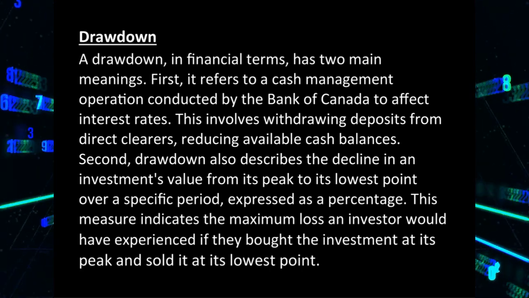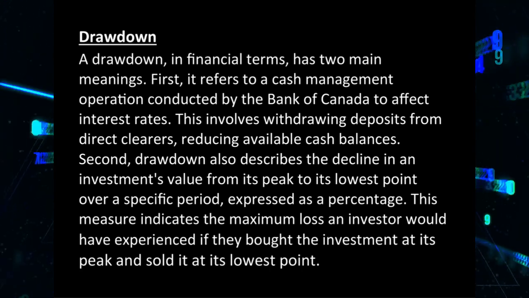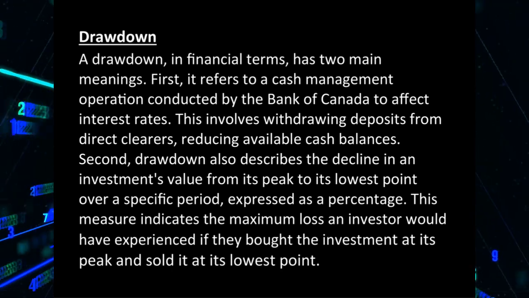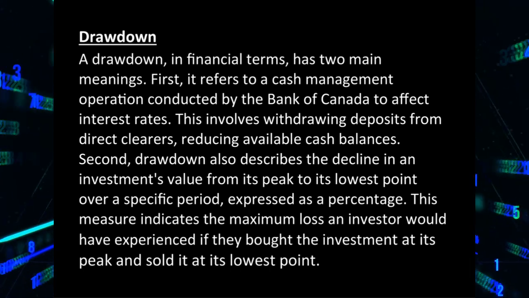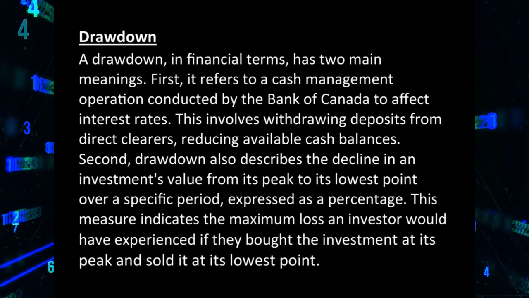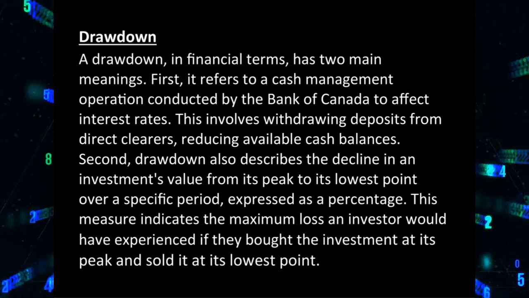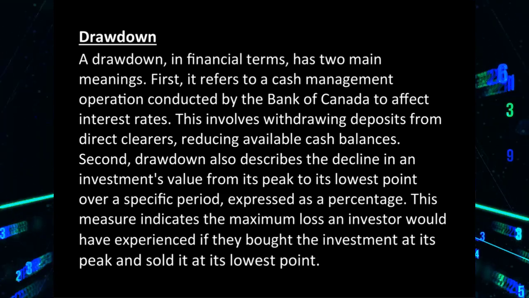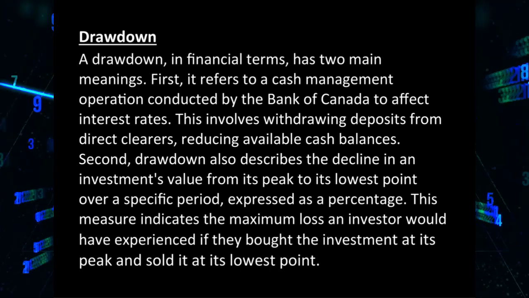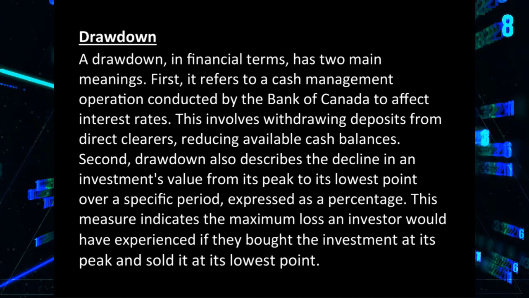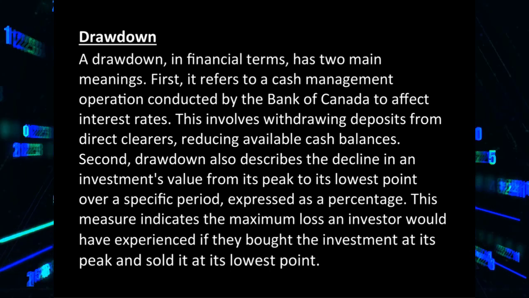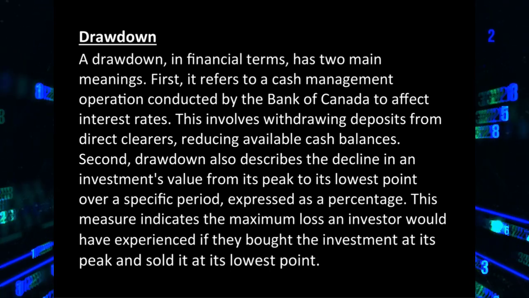Drawdown. A drawdown, in financial terms, has two main meanings. First, it refers to a cash management operation conducted by the Bank of Canada to affect interest rates. This involves withdrawing deposits from direct clearers, reducing cash balances. Second, drawdown also describes the decline in an investment's value from its peak to its lowest point over a specific period, expressed as a percentage. This measure indicates the maximum loss an investor would have experienced if they bought the investment at its peak and sold it at its lowest point.